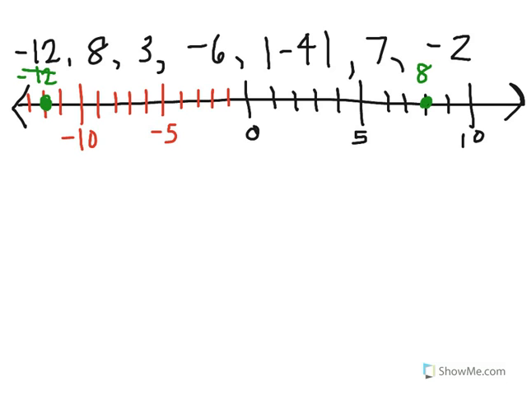Negative 12. I've got 3, negative 6, and here I've got the absolute value of negative 4. Now, if you remember from when we talked about this, the absolute value of negative 4 is really saying how far is negative 4 from 0, and it's 4 places from 0. We talked about how the absolute value of a number is always positive. So I'm going to put a dot over 4, and I'm going to label that as the absolute value of negative 4. And I've also got 7 and negative 2.